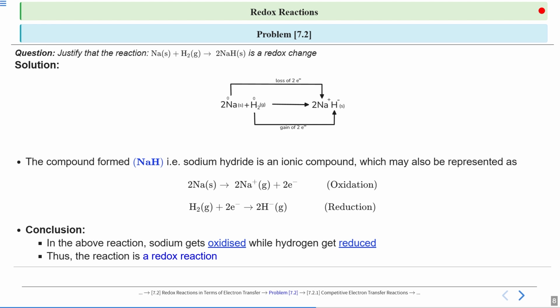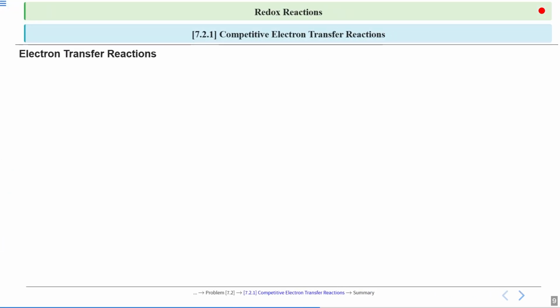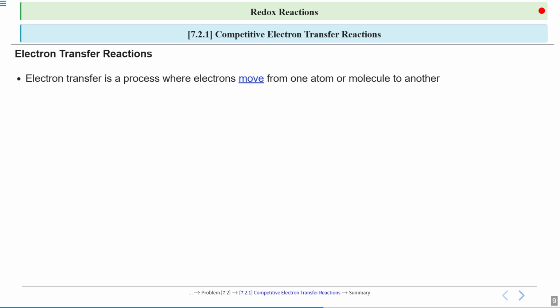Now, moving ahead to the topic competitive electron transfer reactions, which is 7.2.1. So, what are electron transfer reactions? First of all, we must know about it, and then we can relate it with the redox reaction to understand this topic completely. Electron transfer is a process where electrons move from one atom or molecule to another.